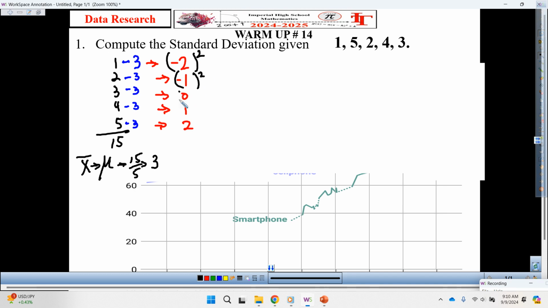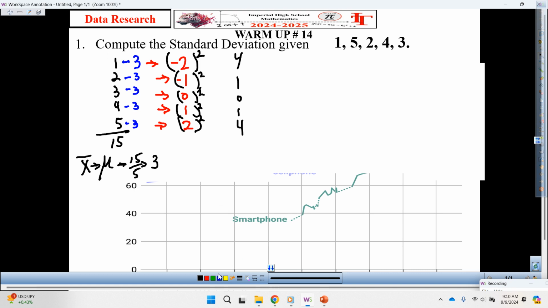Square them. Also, I'm not going to add another column. The reason I gave you columns on that table is so you can follow the process, but you can shorten it by doing this. We get 4, 1, 0, 1, 4. Hands up if you got that right there.